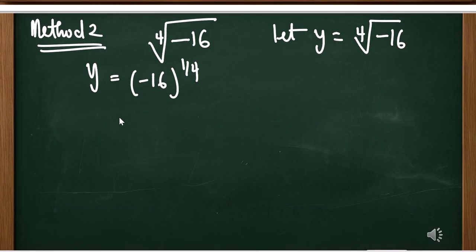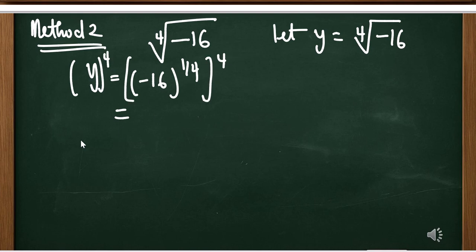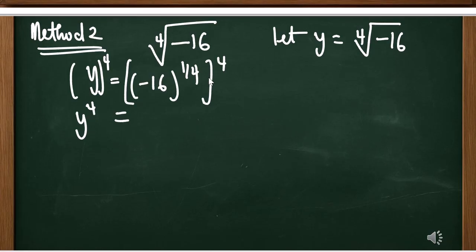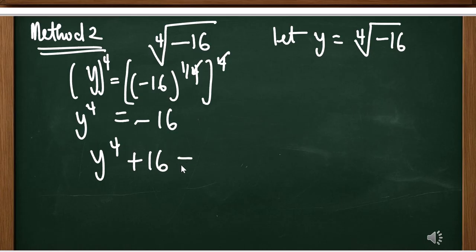Simplifying further here, if you raise both sides to the power of 4, then I can have y to the power of 4 equal to, this is going to cancel out the 4th root, negative 16, which looks somehow interesting. So here I can have y to the power of 4 plus 16 equals 0.